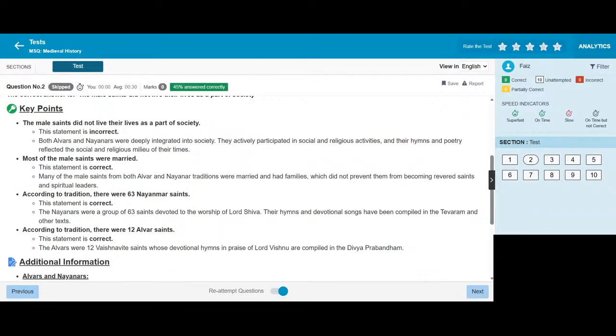According to tradition, there were 63 Nayanar saints. The Nayanars were a group of 63 saints devoted to the worship of Lord Shiva. Their hymns and devotional songs have been compiled in the Tevaram and other texts.